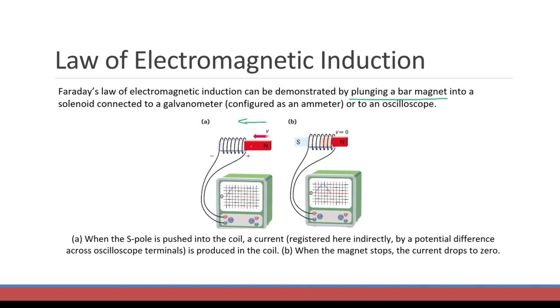So as this is being pushed in at V speed, but as soon as that V turns to 0 and we stop pushing it, that's when this current drops to 0, because the magnetic field in the area is not changing when it's not moving.